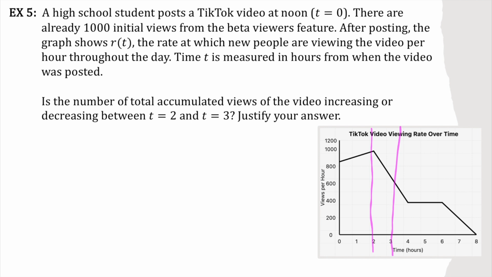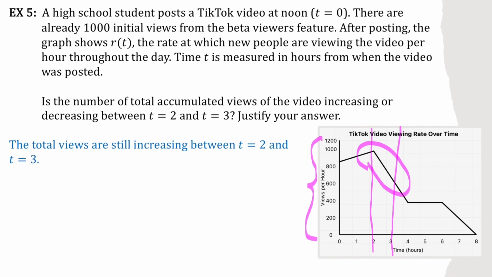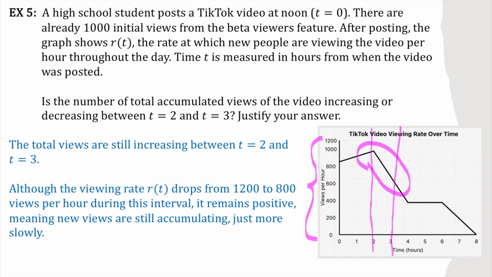What do you think? Well, although this graph is decreasing, the rate is still positive this whole time. So the total views are still increasing between time t=2 and time t=3. Although the viewing rate drops from 1,200 to 800 views per hour during this interval, it remains positive, meaning the new views are still accumulating, just more slowly.